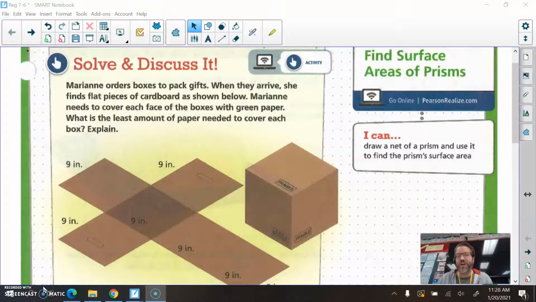Hi everybody, Mr. Wyatt here, and today we're looking at topic 7, section 6. We're talking about surface area of prisms today and how to find the surface area.